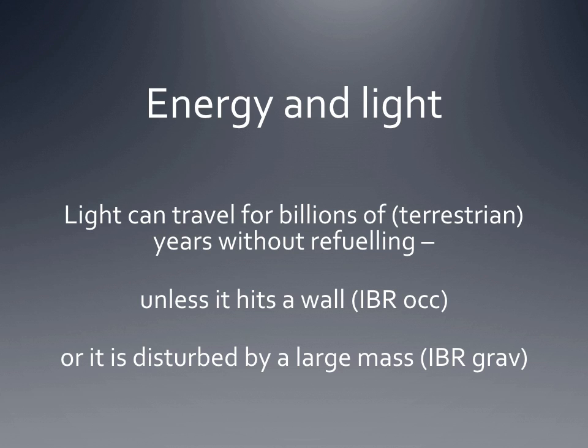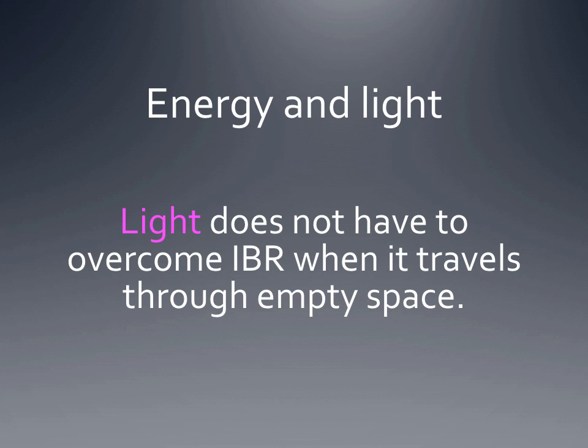Unless it hits a wall or is drawn in by a black hole, a light beam can travel for billions of terrestrial years without refueling. Its journey doesn't use up energy from one end of the universe to the other. That means in my little universe that light apparently does not have to overcome interbubble resistances when it travels through empty space. Does it have anything to do with the fact that light does not really have a mass?